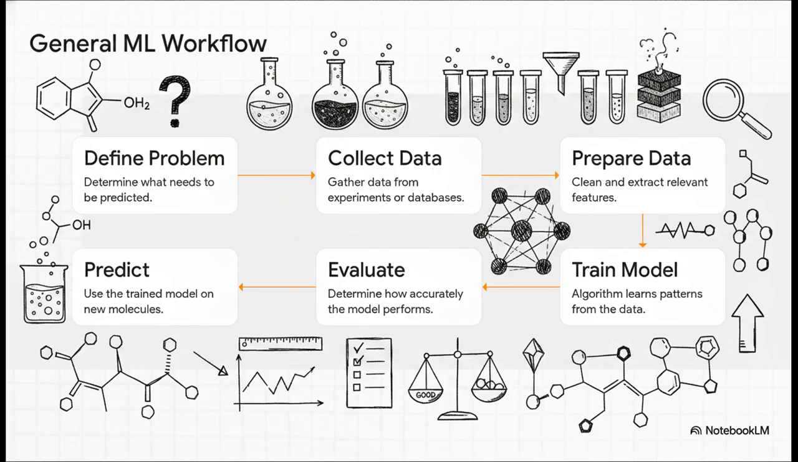Now, much like a standard lab procedure, running a successful machine learning project follows very exact sequential steps. It's a highly structured workflow. You start by defining your problem, say predicting toxicity. Then you collect your experimental data, and this is crucial. You prepare and clean it. You have to treat your data as the reactant here. If it's contaminated, your whole experiment fails. Next, you train the algorithm to learn the patterns, strictly evaluate its performance to see if it actually works, and only then do you use it to make predictions on new molecules. That prediction is your final high-value yield.